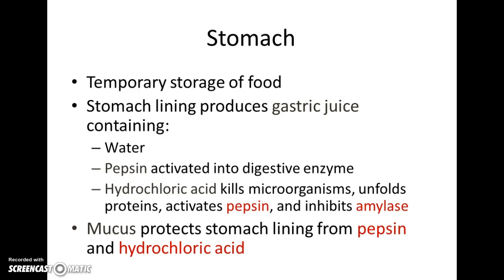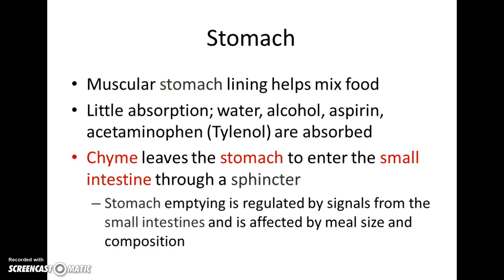Mucus is also in the stomach. It protects the lining from the pepsin and the hydrochloric acid, which are quite acidic in nature. And all of those things together, the water, the pepsin, and the hydrochloric acid, are called gastric juice. The muscular lining of the stomach helps to mix food, so you can think of it as almost a washing machine. It's churning and mixing. There's very little absorption that goes on in the stomach. Some exceptions to that rule include water. Water can be absorbed in the stomach, alcohol, aspirin, acetaminophen, which is Tylenol, all those things can be absorbed.